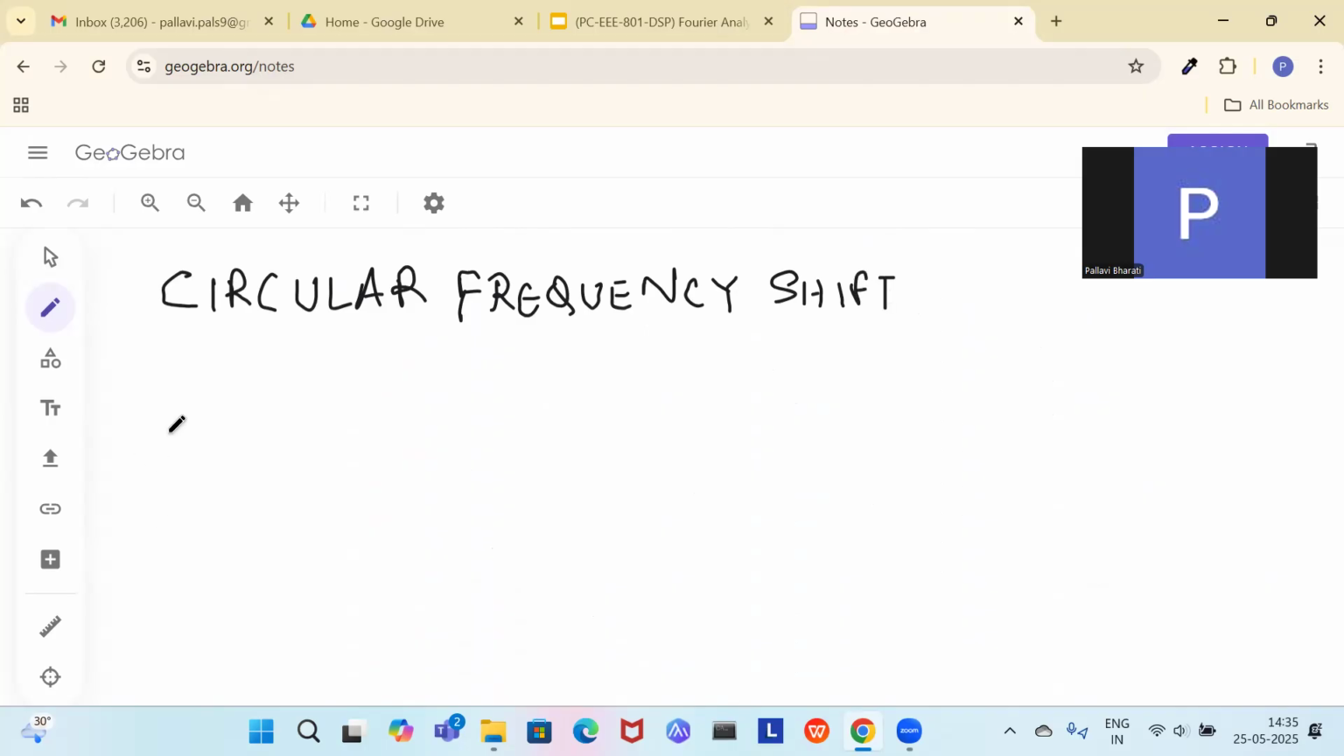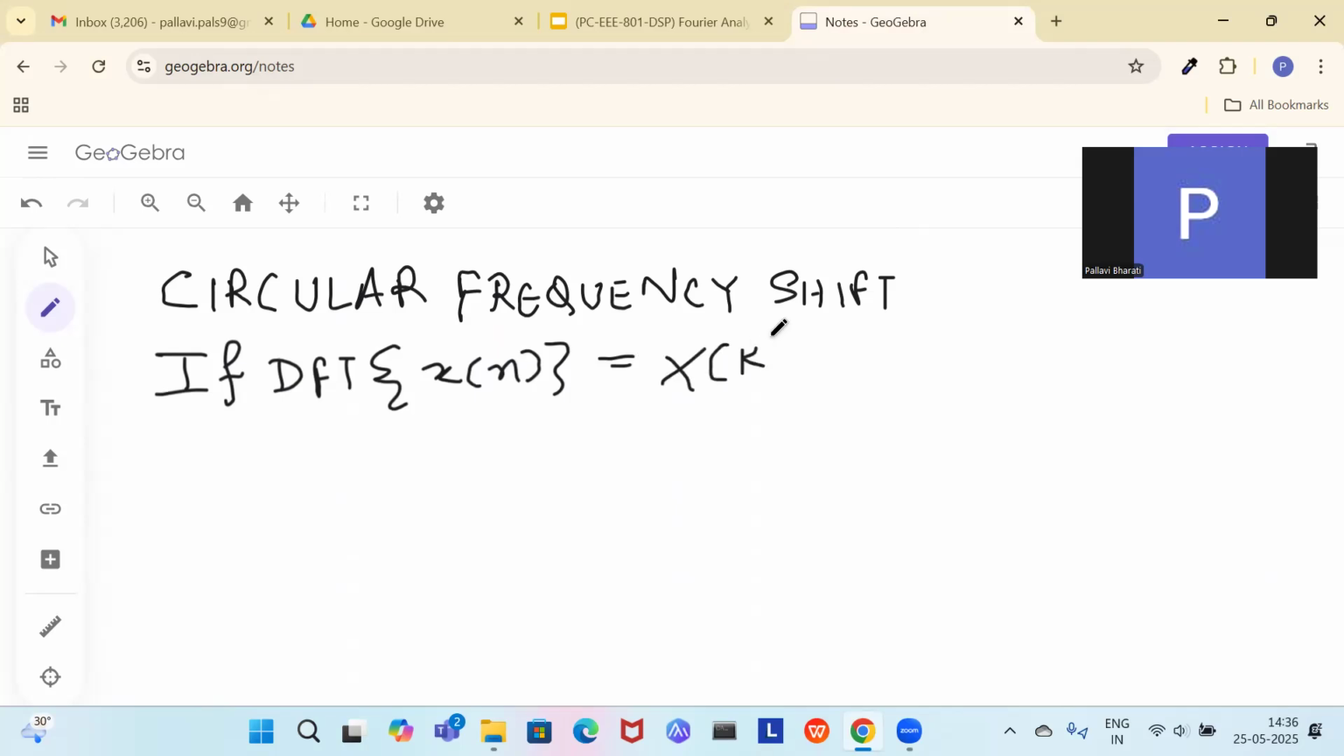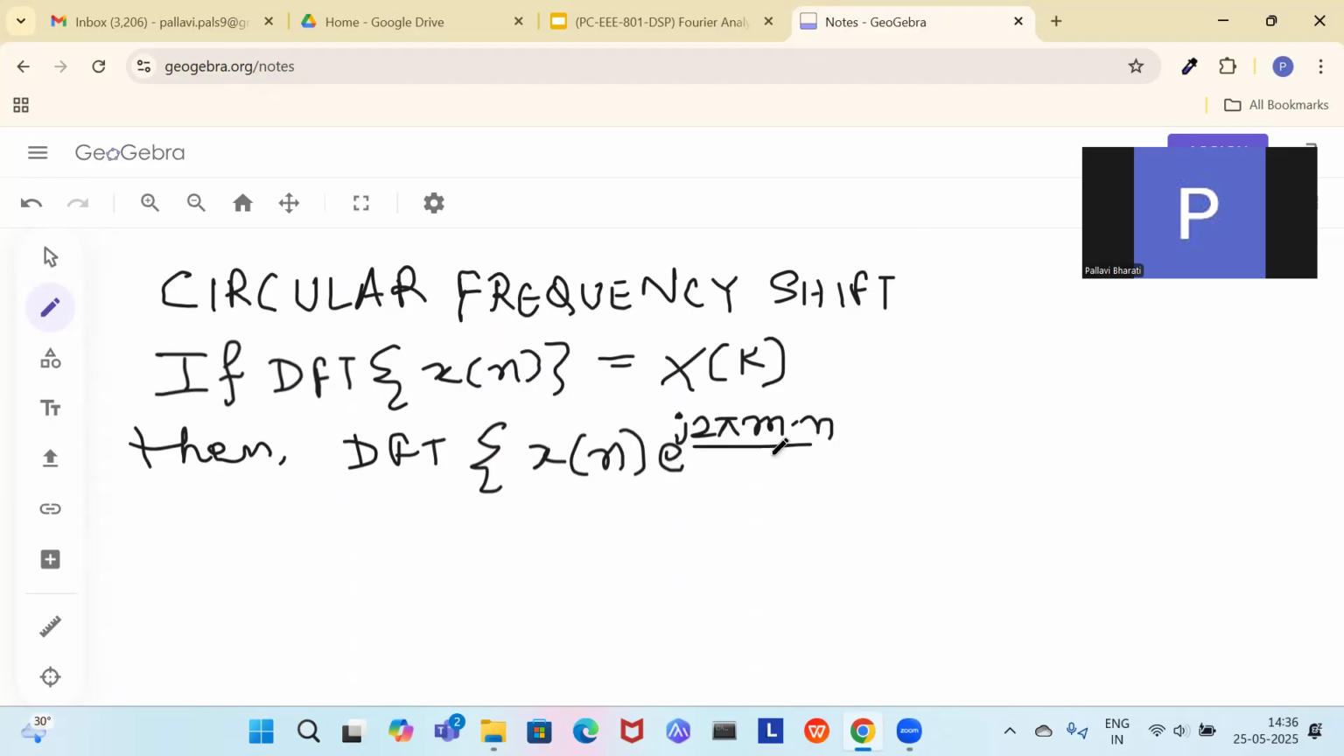First important thing is the statement of this one. So the statement says again the same thing. If the DFT of x[n] is equal to X[k], then the DFT of what? x[n] into e to the power something, right? So e to the power j, let us take, we have shifted it by m. Same way here we are shifting the frequency by small m. So this is going to be converted to X of k minus m. Let's do the proving.